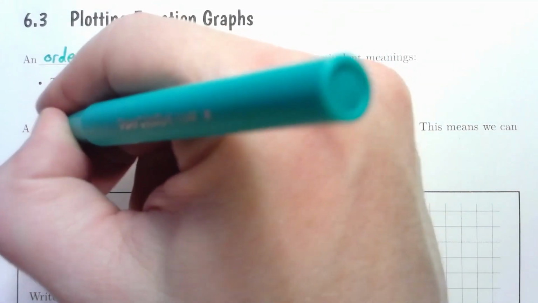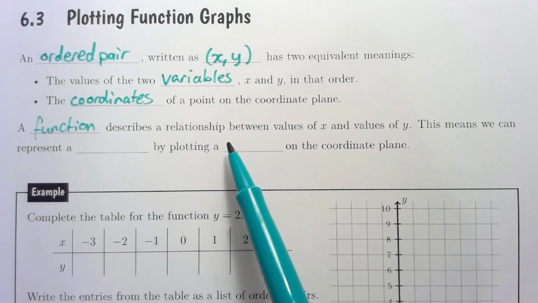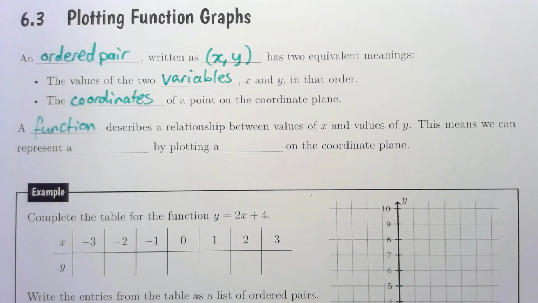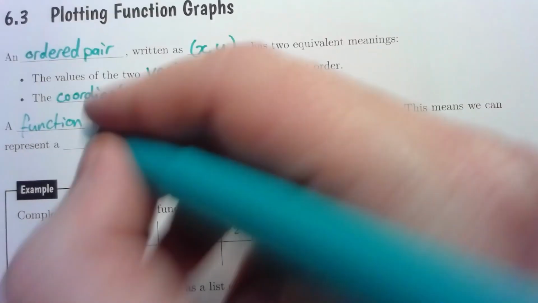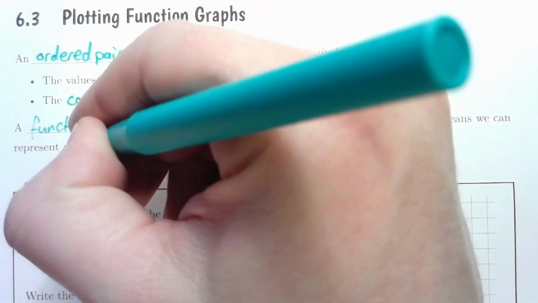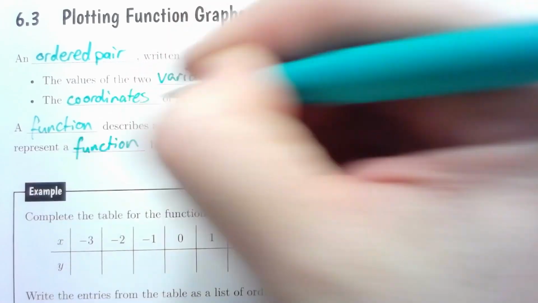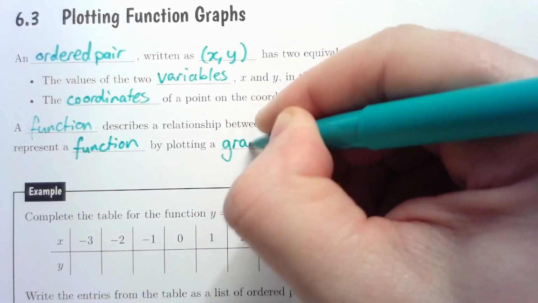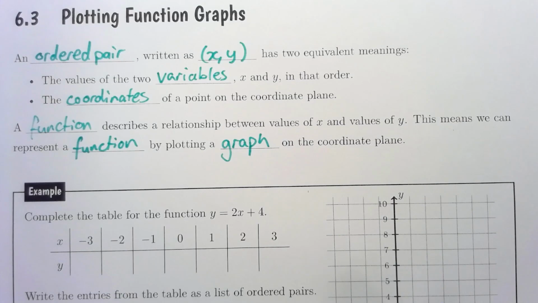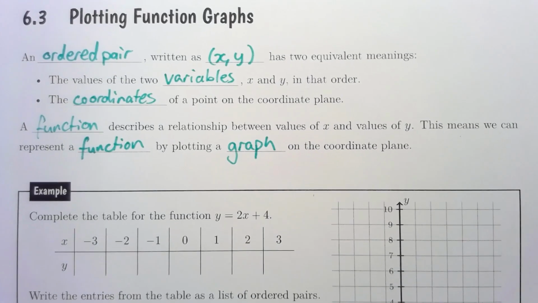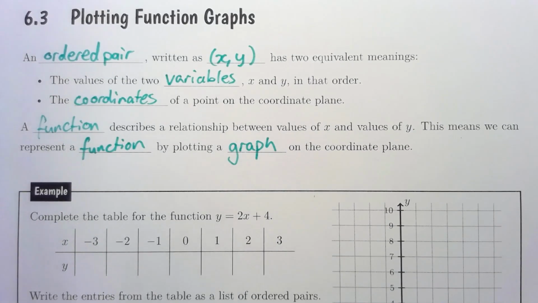Now, a function, as we've already established, represents a particular type of relationship between values of x and y. Remember, x is our input and y is the output. Well, if we take those pairs of inputs and outputs and plot them as coordinates, we can represent our function by plotting a graph on the coordinate plane. And the best way of seeing how this works is actually to just go ahead and make a graph.